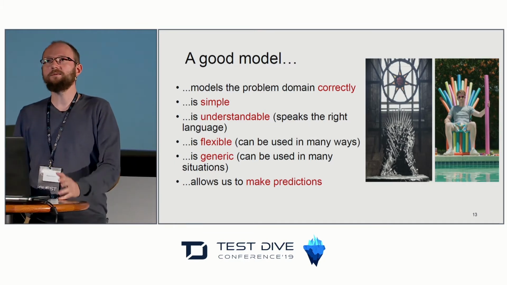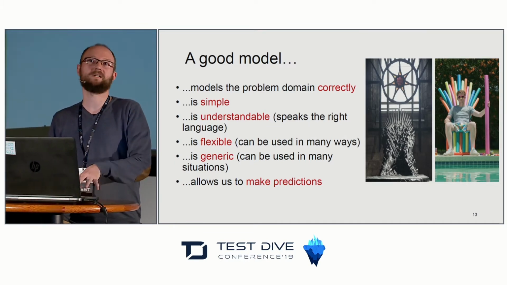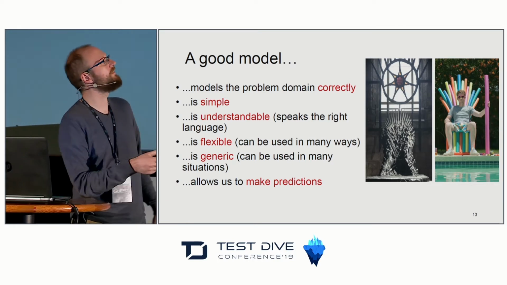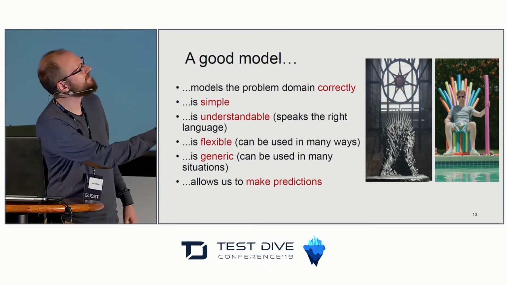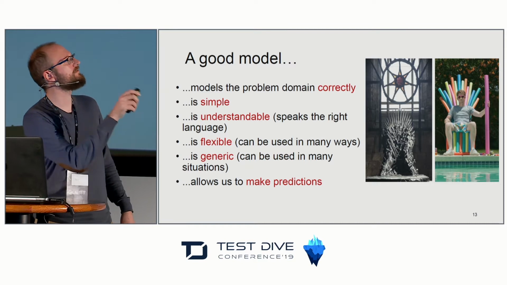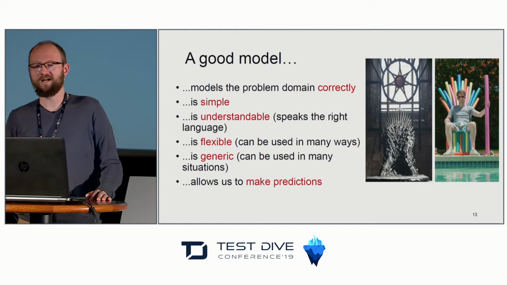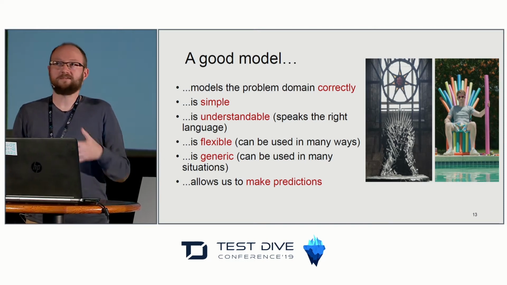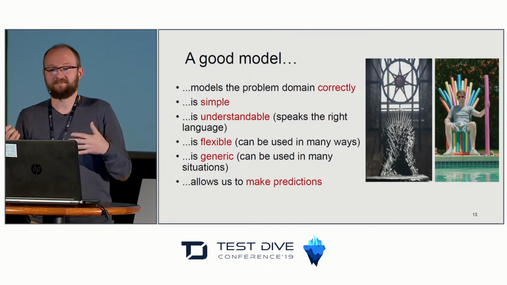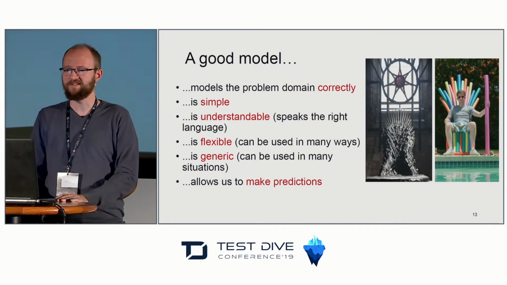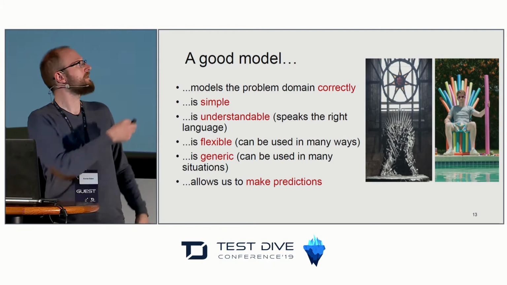So a good model should have some features, some characteristics. Here we can see a model of this Iron Throne from Game of Thrones. It looks like the real one, and it may allow us to say something about this real Iron Throne. Of course, this is a stupid example, but the idea is here on the left.